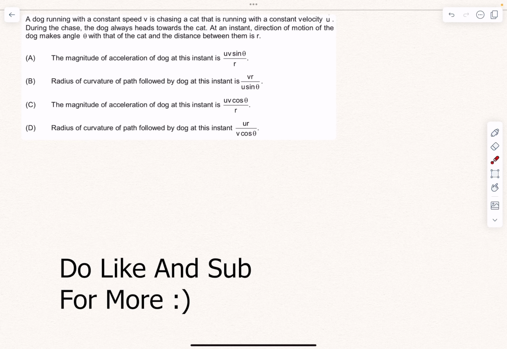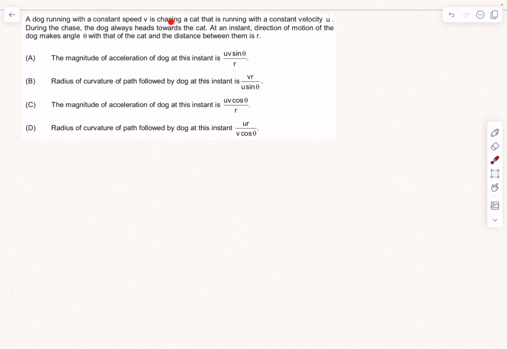Okay guys, so this question is a cat and dog chasing problem. Basically, a dog runs with a constant speed v, chasing a cat that is running with a constant velocity u. So the cat's velocity vector is constant and the dog's speed is constant, meaning the acceleration of the cat is 0, whereas the dog can have some acceleration due to changing direction of the velocity vector. During the chase, the dog always heads towards the cat, meaning the velocity vector of the dog is always pointing towards the cat. And at an instant, the direction of motion of the dog makes an angle theta with that of the cat. So let's just depict it in a diagram.